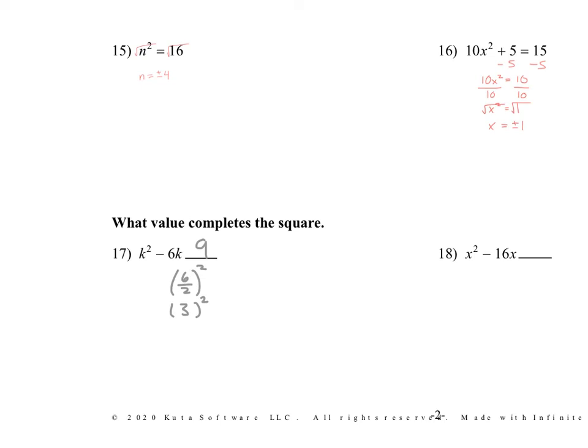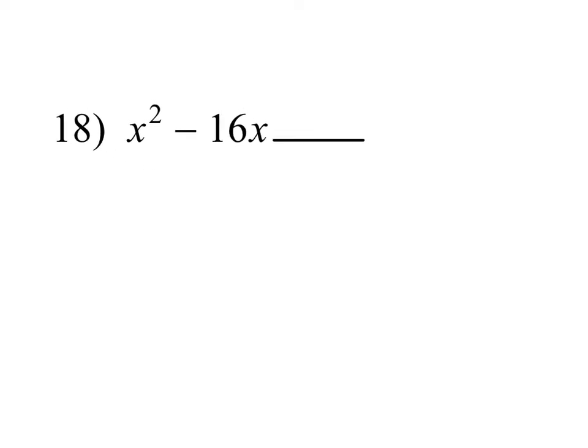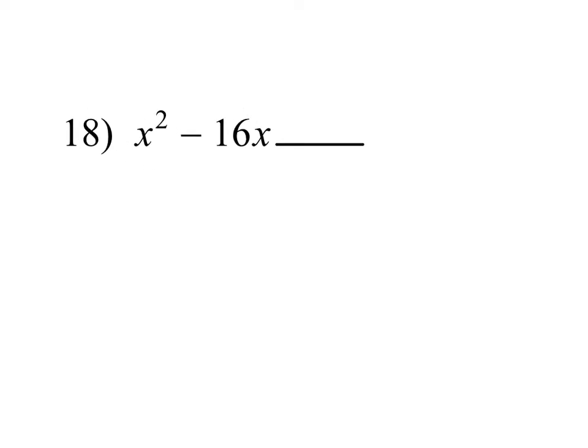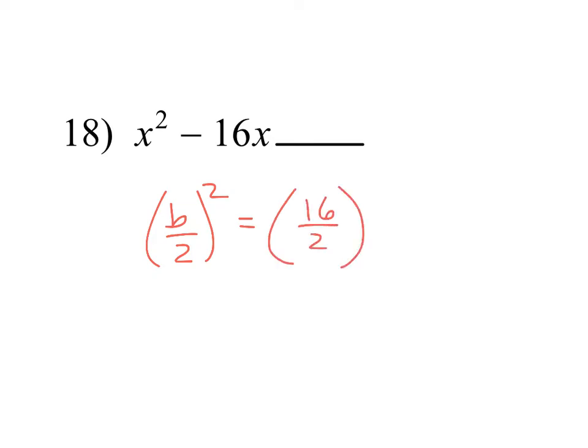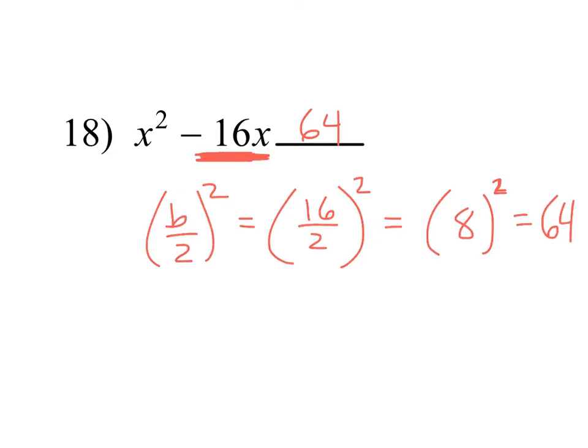Okay. So we did 17, so now let's go to 18. The section's what value completes the square? What's that little formula we need to find what completes the square? b over 2 squared. Perfect. And what's our b? 16 over 2 squared. What's 16 over 2? 8. And what's 8 squared? 64. So our number that completes the square here is 64. Remember, we're getting our b from this number that's next to the x all by itself.